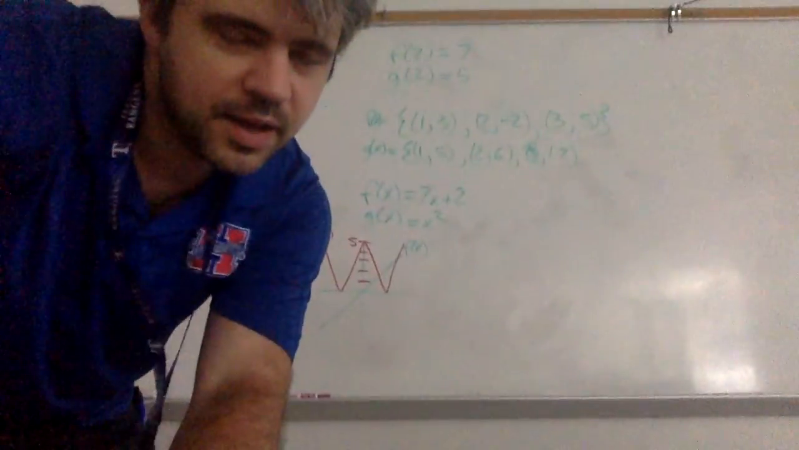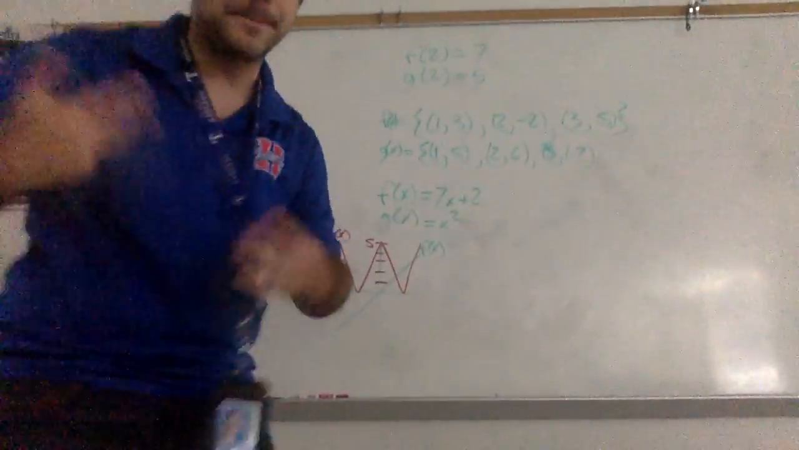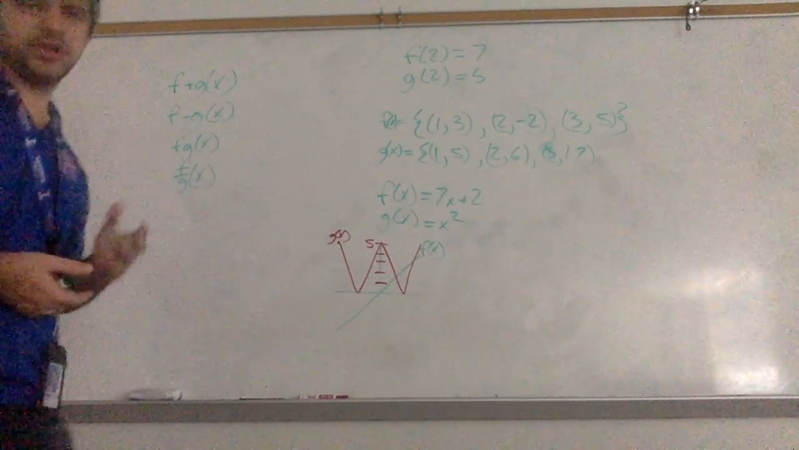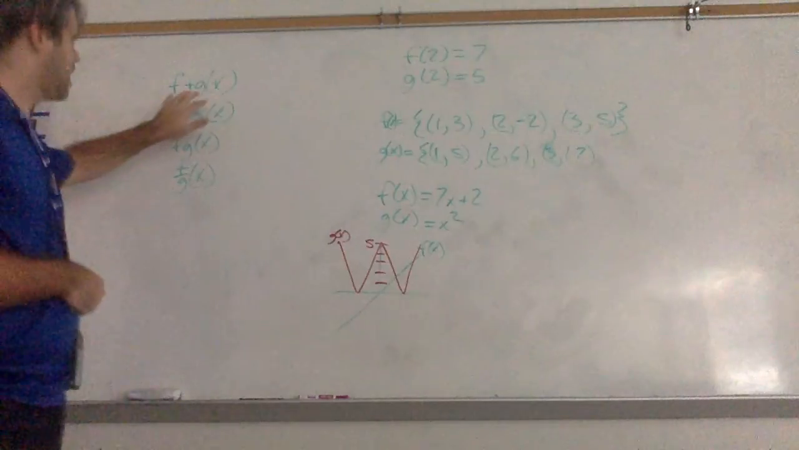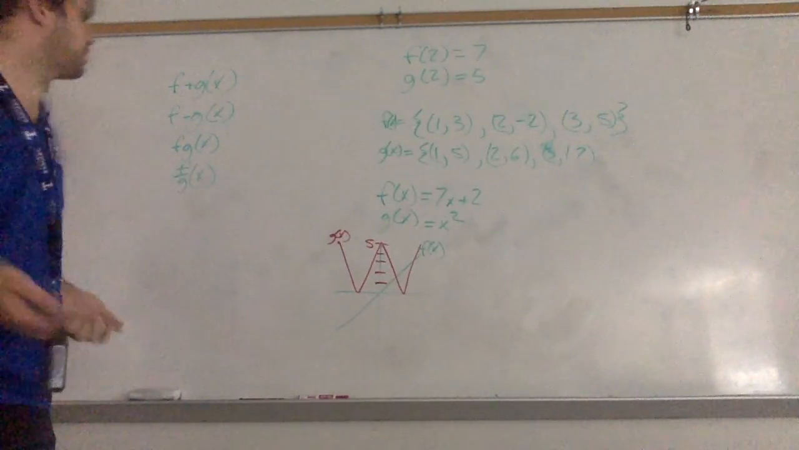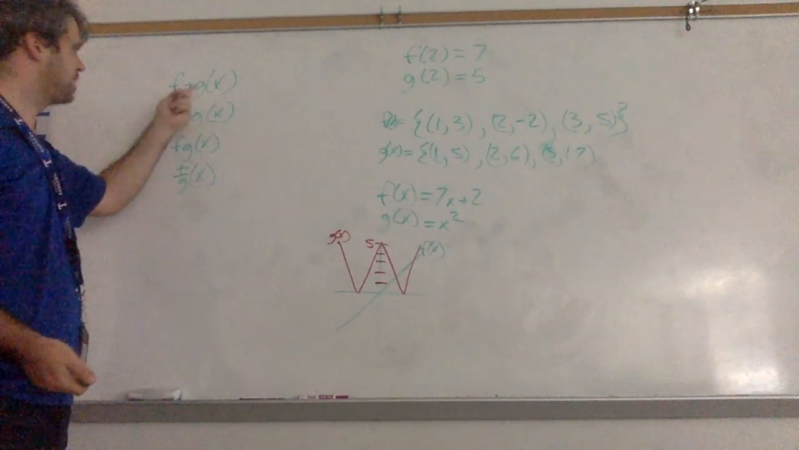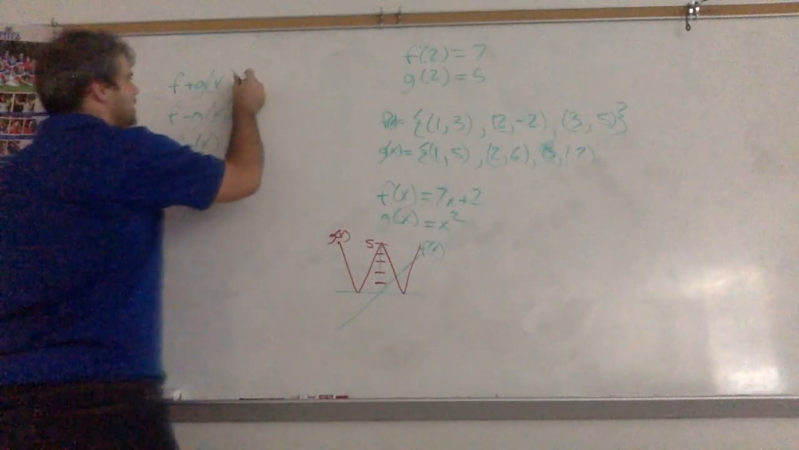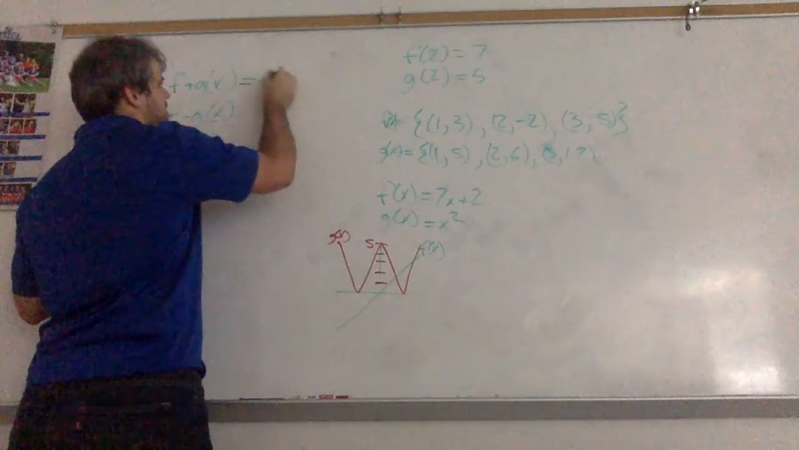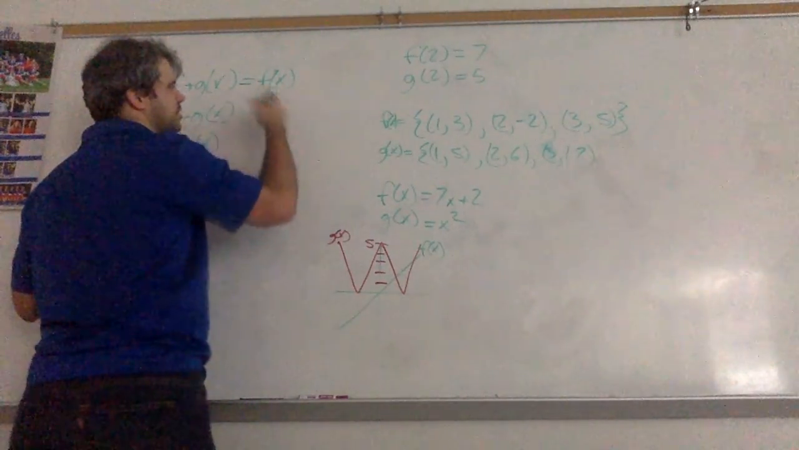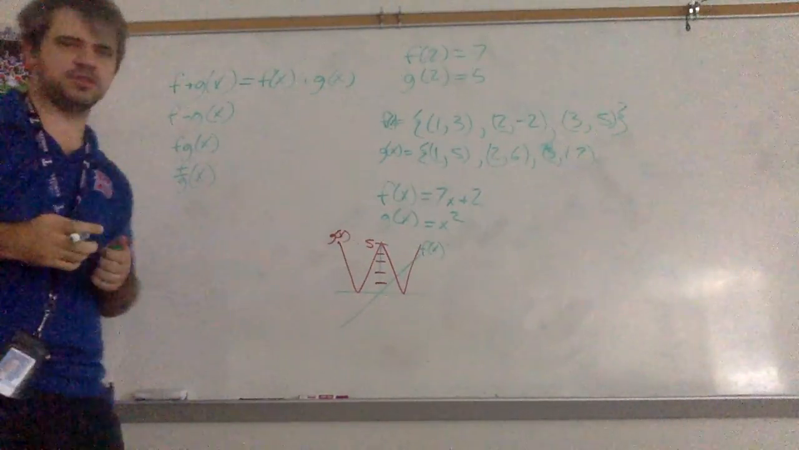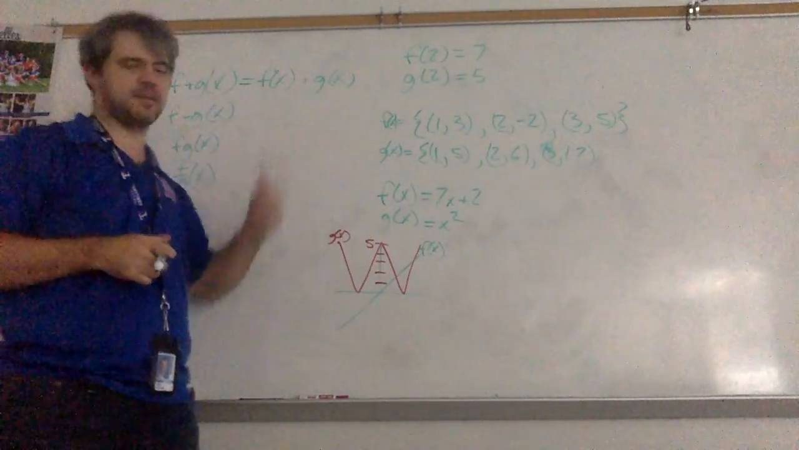We're going to take a look at combining functions. So the notation that we're going to use, if we're adding two functions together, is f plus g of x. All that's saying is that I'm taking the output of my f function with a certain input and adding the output of the g function with that same input.